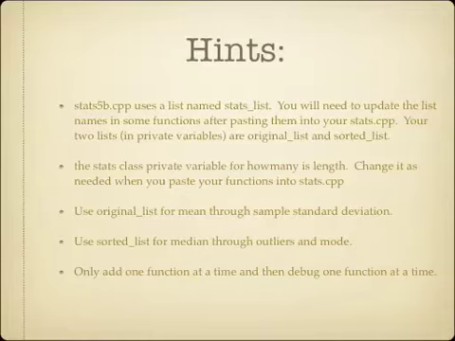Use the original list for mean through sample standard deviation, and use sorted list for median through outliers and mode. Now, only add one function at a time, debug it, test it, and when it works, move on to the next function. You should have this done in no time. You should be able to complete your stats class in very short order.